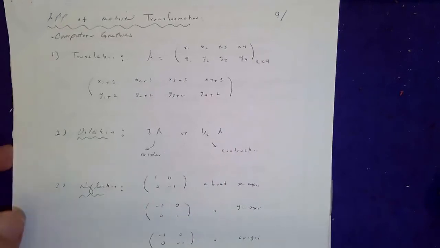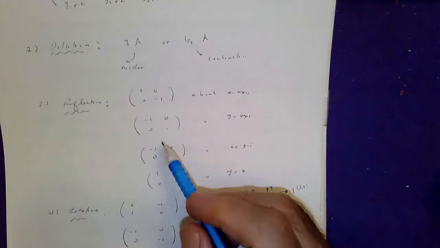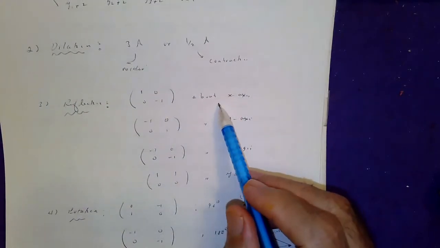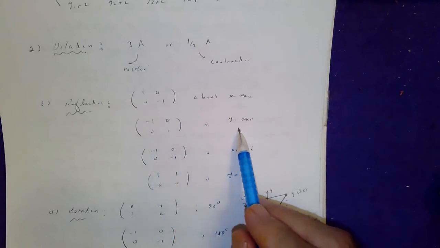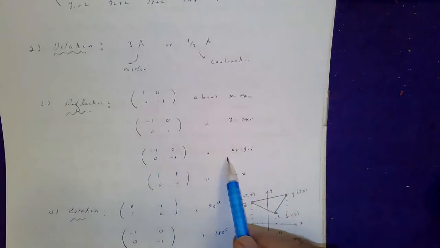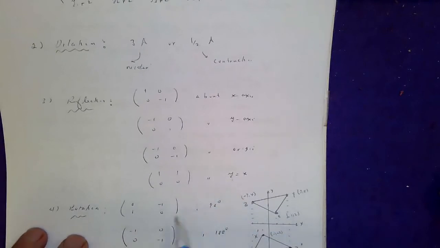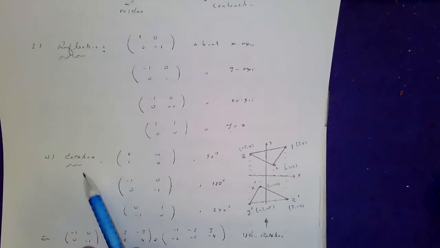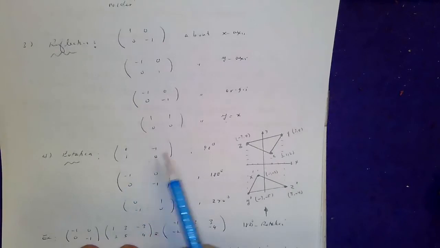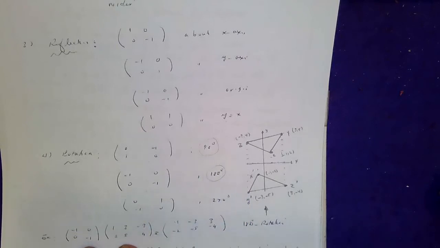Reflection: these matrices, 1, 0, 0, -1, reflect the matrix about the x-axis. This matrix reflects the matrix about the y-axis. This one reflects about the origin, and this one reflects the matrix about the y equals x line. We also have rotation. This particular matrix rotates 90 degrees. This matrix generates 180 degrees.